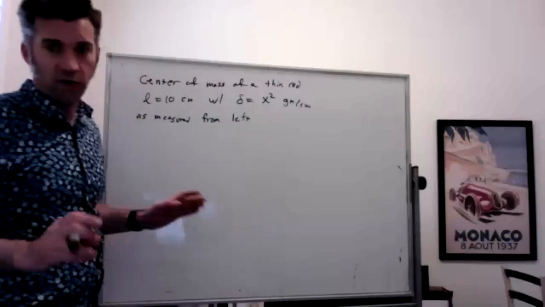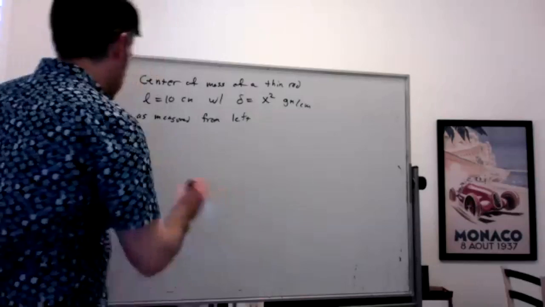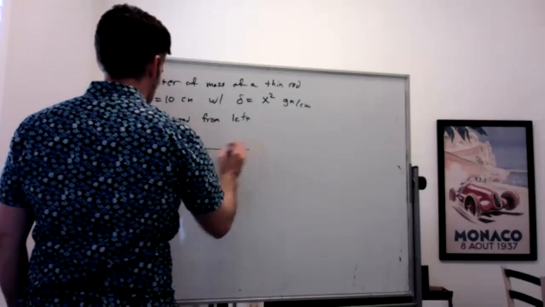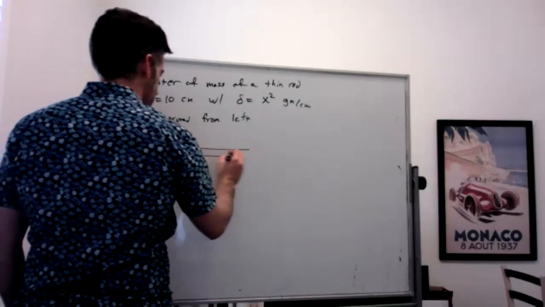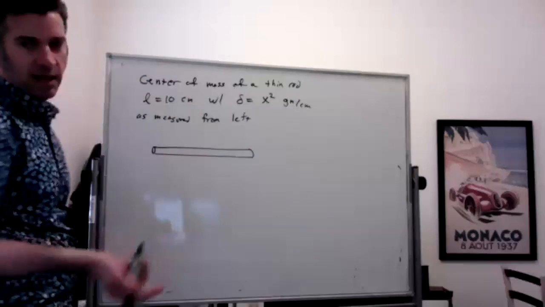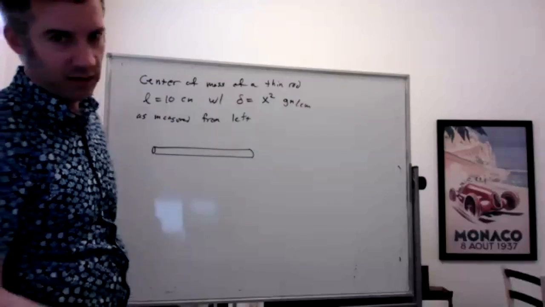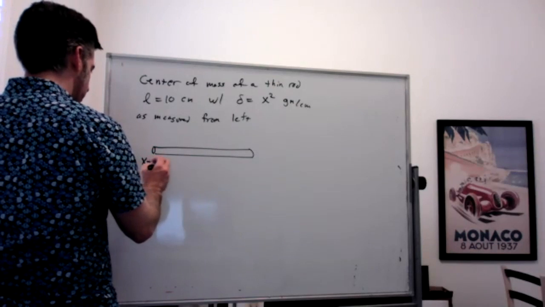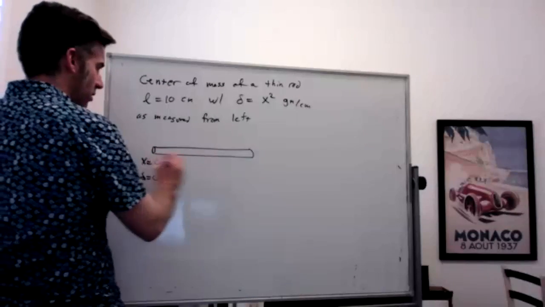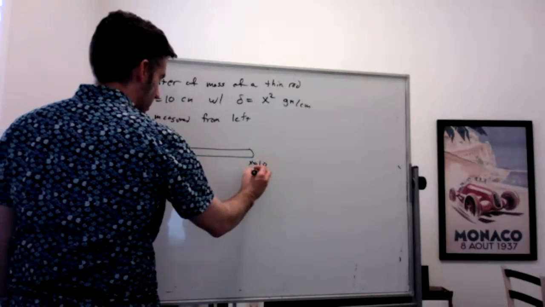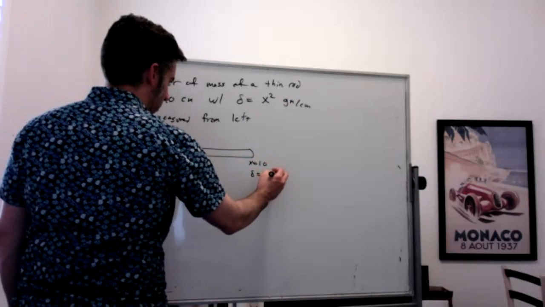So as you go further to the right, the bar is heavy, right? So you've got this thin rod. Over here, the density, I guess, would be 0, which would be kind of silly. Right, so the density here is 0. And over here, x equals 10, and the density is 100 grams per centimeter.